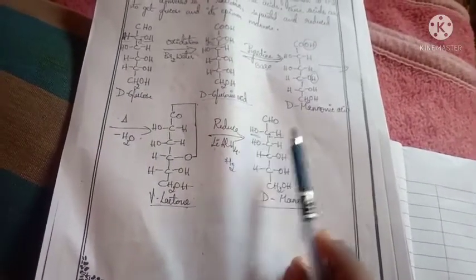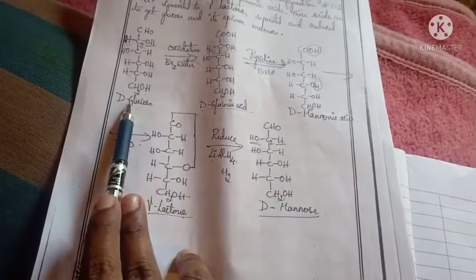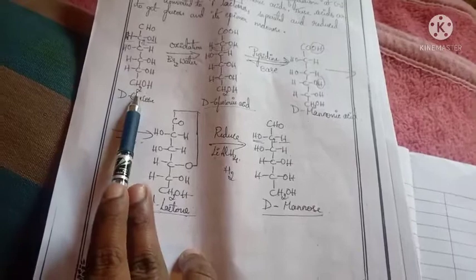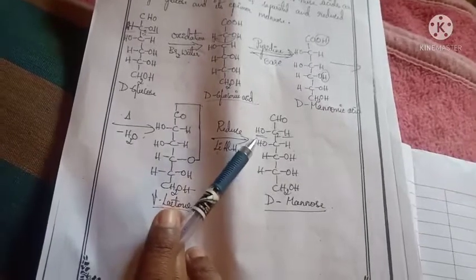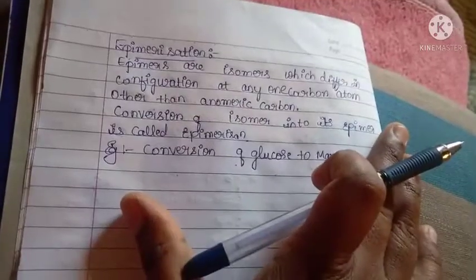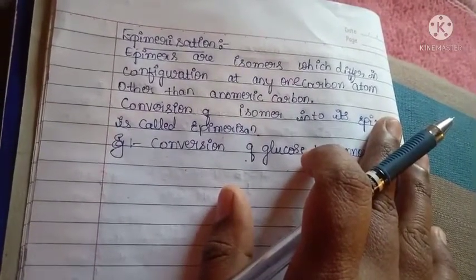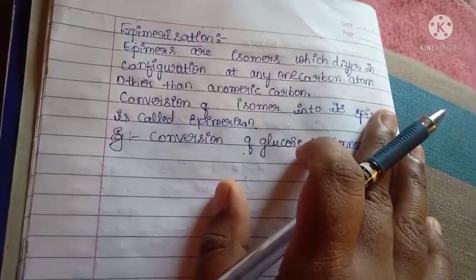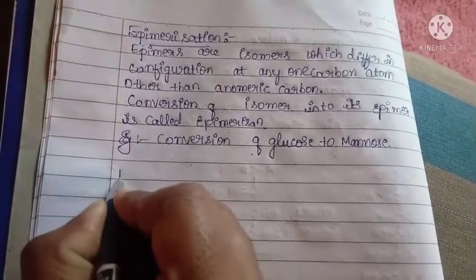And here you have to observe in D-glucose and D-mannose, here H is present on the right side, here in D-glucose on the left side. In D-glucose OH is present on the right side, here on the left side. At least one of the carbon atoms is in a different arrangement. Okay, that is called epimerization. These are all about the monosaccharides. You know that in the carbohydrates classification one of the main types is monosaccharides, formed by monomers. Okay, next is disaccharides.